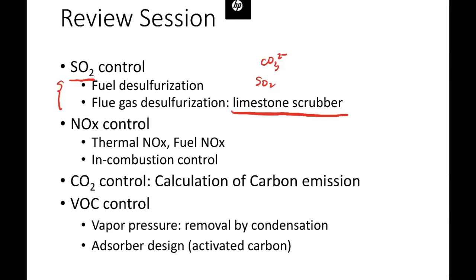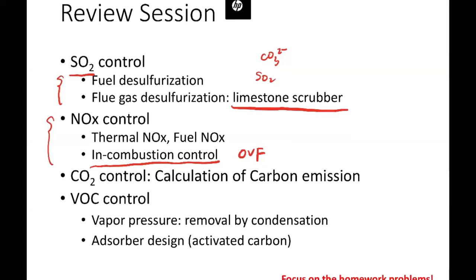Regarding the NOx control, I think a lot of these are based on concepts, right? So we mentioned that there are thermal NOx and also fuel NOx. There are three strategies to remove or to reduce the NOx formation during combustion. So that's why we have these in-combustion control methods. Specifically, we mentioned the overfire air, right, to reduce the NOx formation within the combustor.